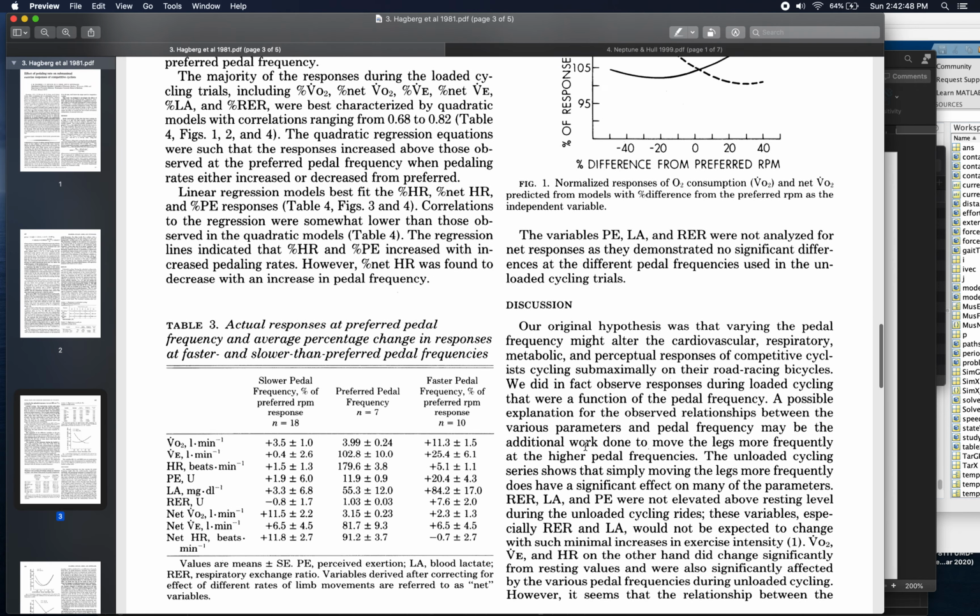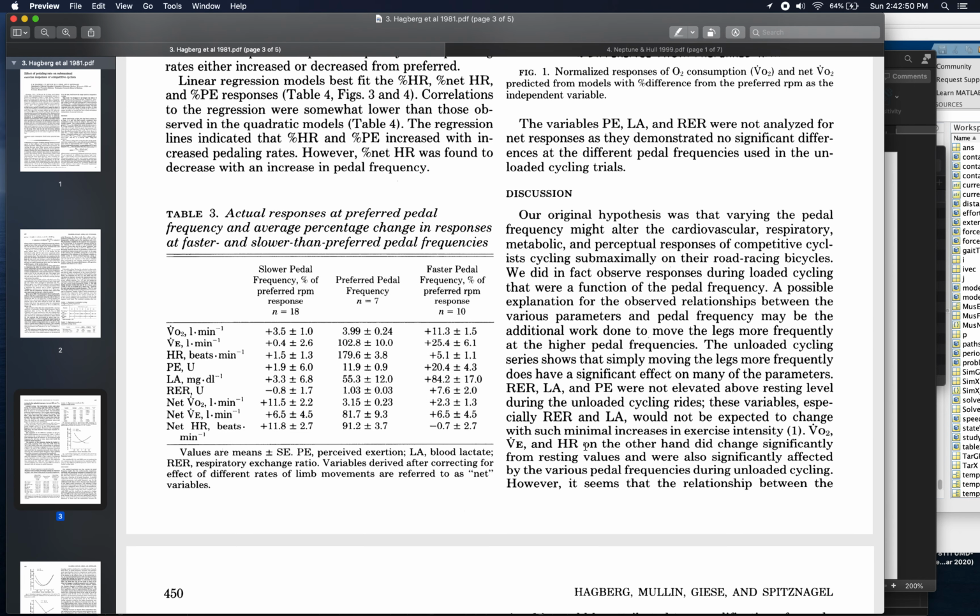The big take-home message is here in Table 3. This is where they show all of the variables that they measured, all of the outcome variables that they compared between the different pedaling rates. And here in the middle is showing the value of that variable when everybody pedaled on average at whatever their preferred pedaling rate was. On the right is showing how much it increased or decreased when they pedaled at faster pedaling rates, and on the left is showing how much it increased or decreased when they pedaled at slower pedaling rates.